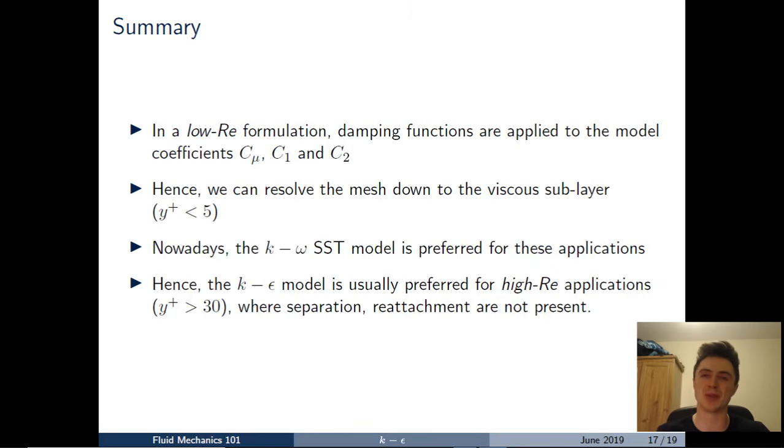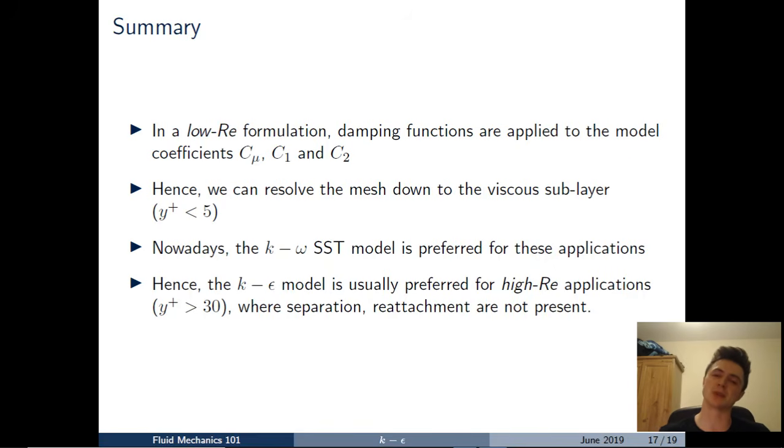And the reason for that, remember, is that the k-epsilon model was originally introduced in the early 1970s, and the k-omega SST model was introduced much later, some 20 years later than the k-epsilon model. And after a thorough comparison in the literature, it's been widely established nowadays that for those low y plus flows, the k-omega SST model does provide superior performance. But nevertheless, the k-epsilon model is usually preferred for high Reynolds number applications.